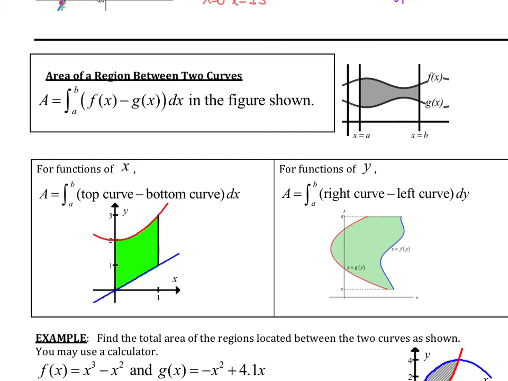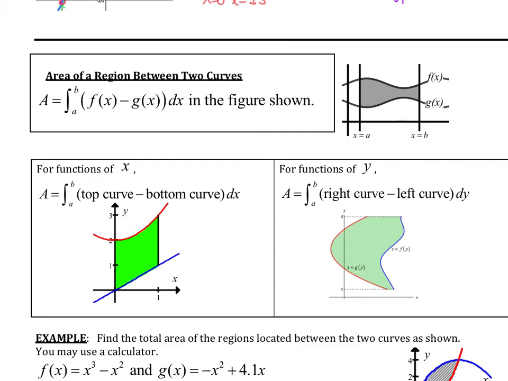Now, we're going to look at a couple of examples when we come back from break of functions that are in terms of y. But before we do that, I want to give you a taste of what it looks like. Notice on the x functions, I'm subtracting the higher y value function minus the lower y value function. So if it's a function with respect to x, I'm going to subtract the higher value minus the lower value. The right curve minus the left curve. So for functions of y.